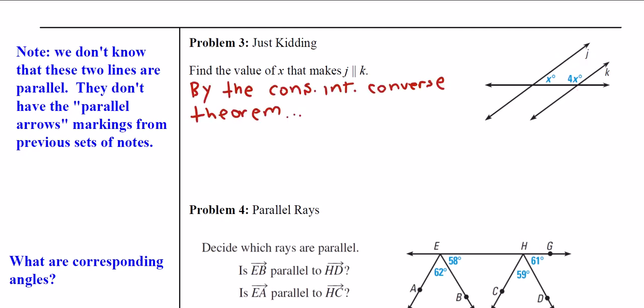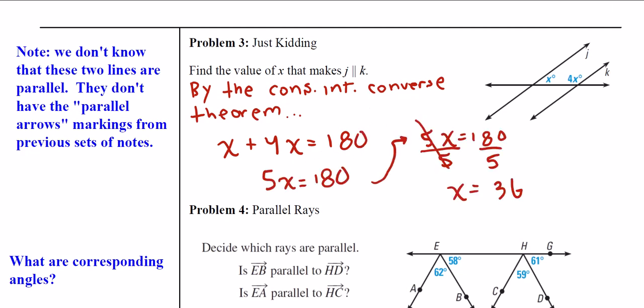They are consecutive interior angles, and by the consecutive interior converse theorem, they would add up to equal 180 degrees because they are supplementary. We can combine these like terms and divide both sides by 5, and we get x equals 36. So if x were 36, then that would make these lines parallel to each other, because that forces those two angles to be supplementary.